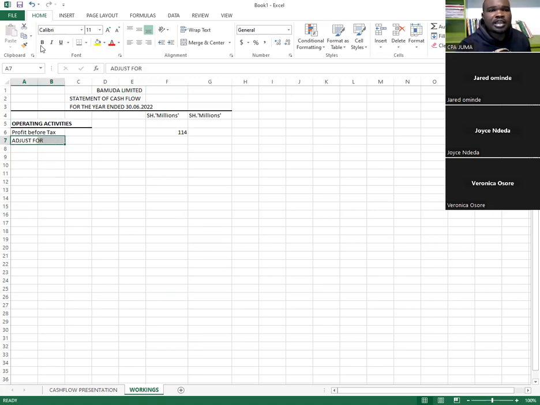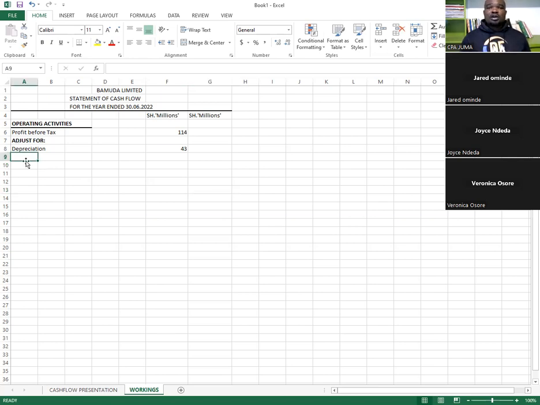So we said immediately you say adjust for. What comes next? What item do we bring here immediately? Depreciation. So you give us depreciation. In this question, depreciation was provided in additional note number 2. In the additional information number 2, they said depreciation charge for the year was 43 million. So you capture here 43, in which case you add that amount back to the profit.